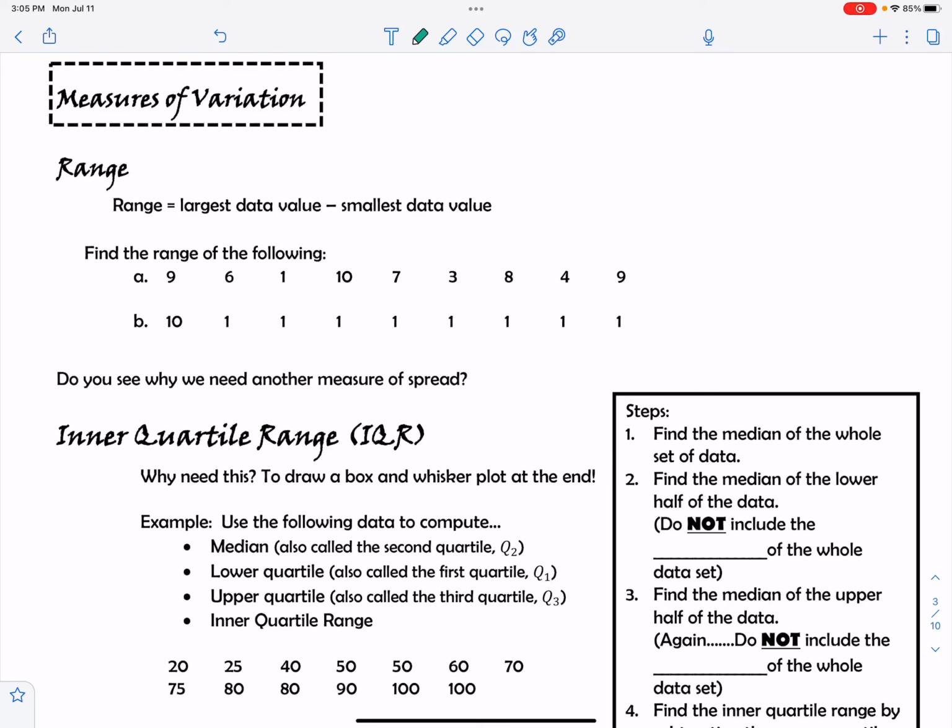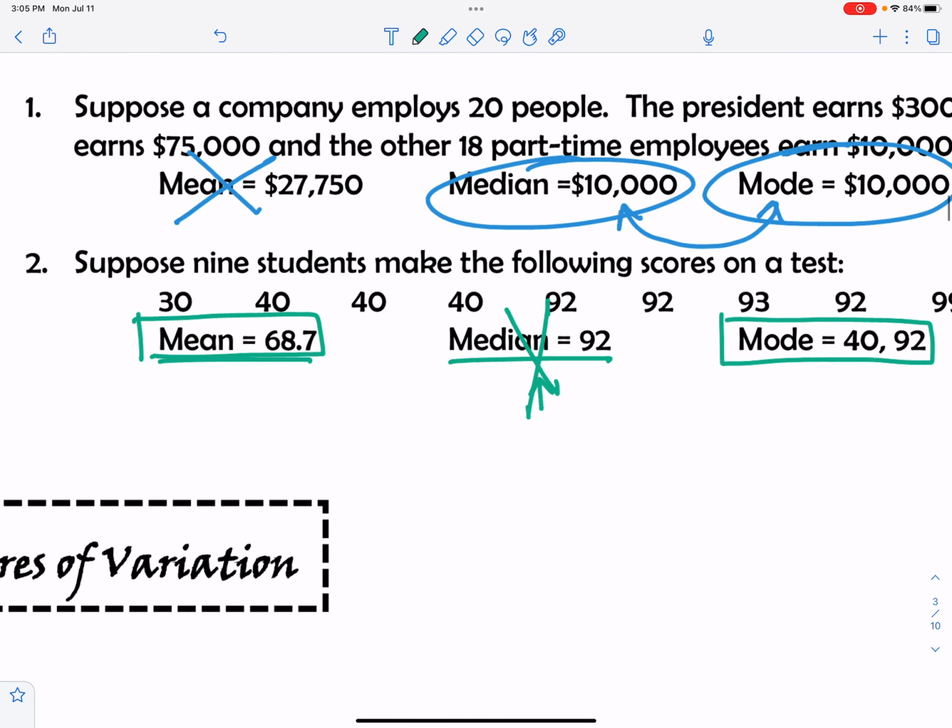So in the last video, we looked at measures of central tendency, the measures of the center. Now we're going to look at measures of variation. So we saw several examples where the center was not a very good picture of the data itself. Let's look back at this example from the last video.